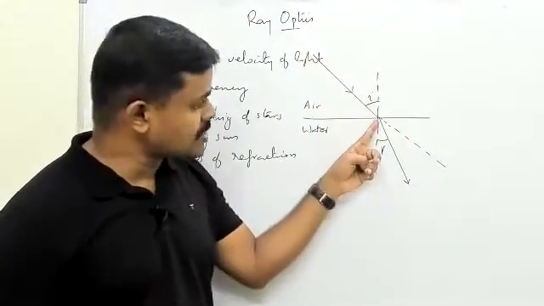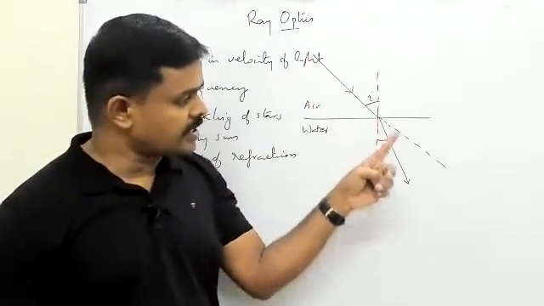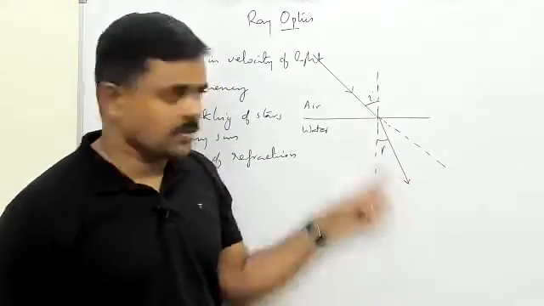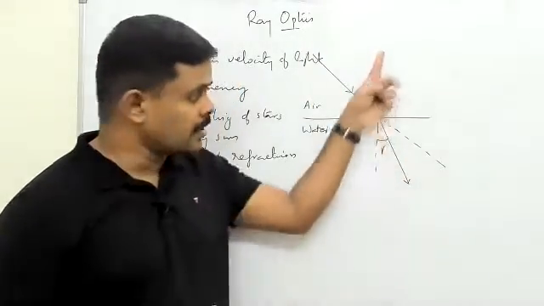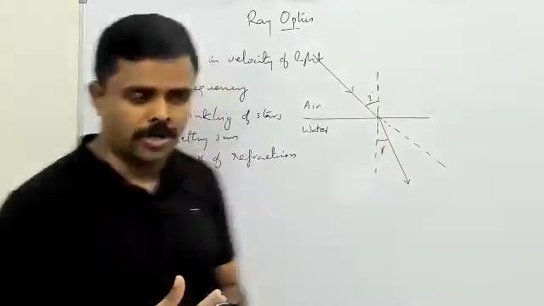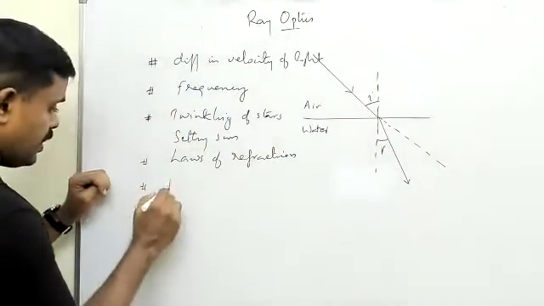If the incident ray comes grazing the surface, the refracted ray won't come out of this. That would still stay on the surface. So the incident ray is on the board, the normal is also on the board, and even the refracted ray is also on the board.